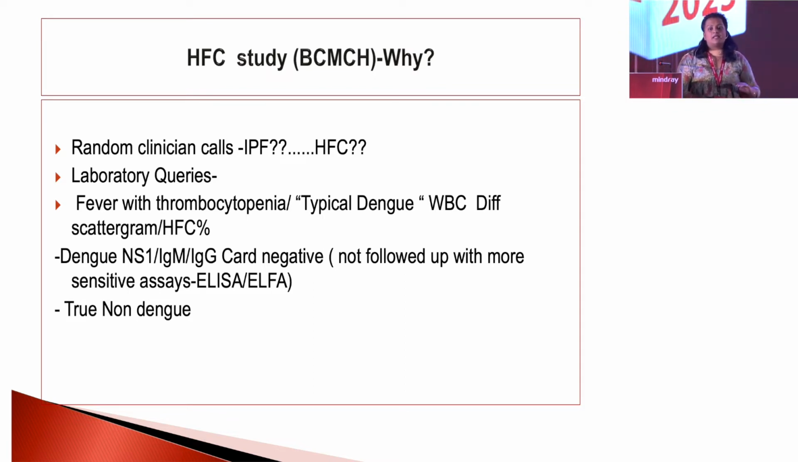And this is mostly the mid-level faculty who probably are in line for a promotion and they want some research articles, something that can be easily done with less effort. Then from the laboratory side, what we faced were fever with thrombocytopenia with the typical dengue scatter pattern and HFC values, which turned out to be not dengue, or they just stopped the analysis with dengue NS1 antigen or the card IgM IgG. They didn't pursue it with a sensitive platform. So we never knew whether it was truly not dengue or not.